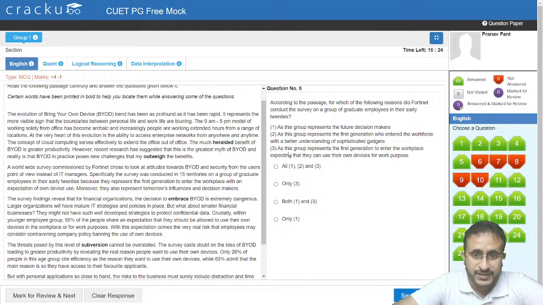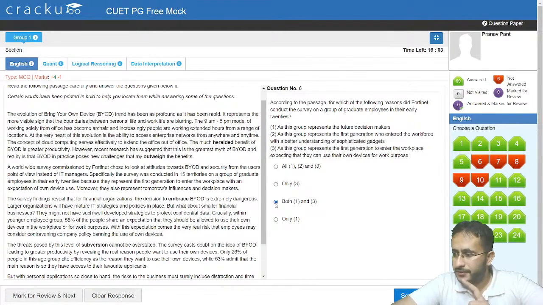Third is saying, as this group represents the first generation to enter the workplace, expecting that they can use their own devices. Third is true, but let's see the second. It does not mention sophisticated gadgets. So 1 and 3 are the answer.